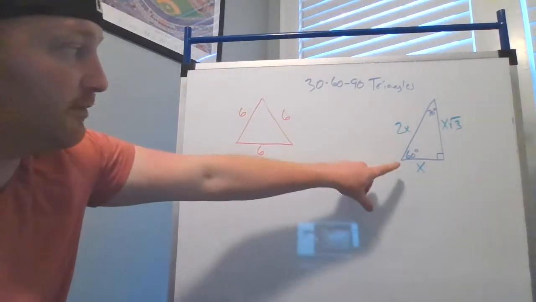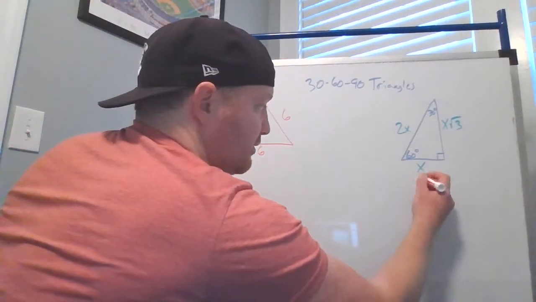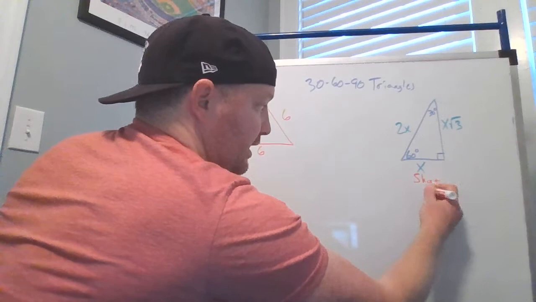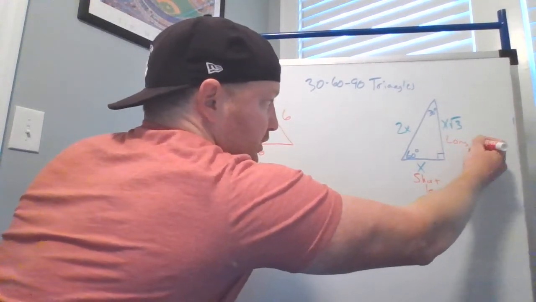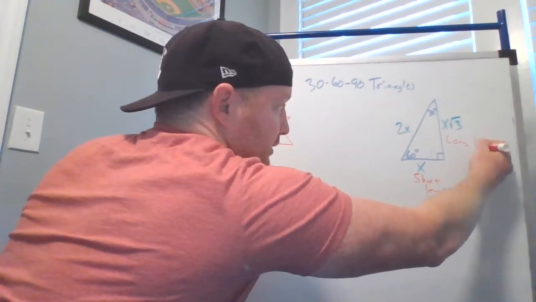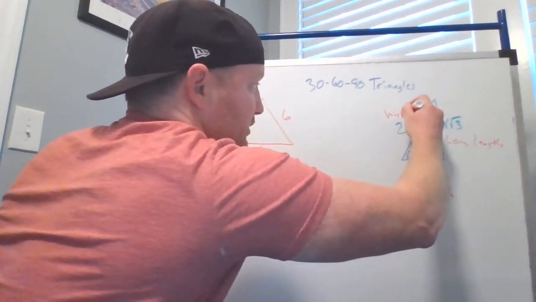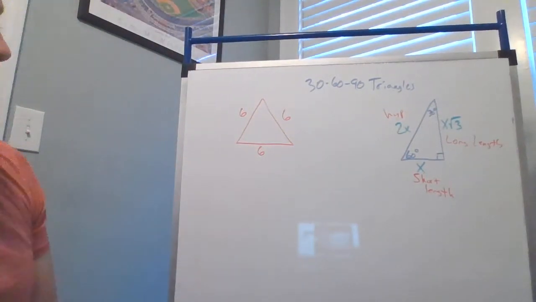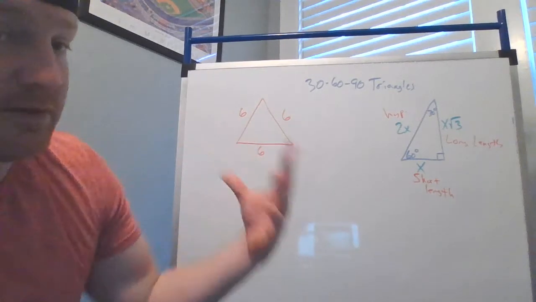Now here's your cheat sheet. This is considered my short length, okay? This is your short length, whereas this is my long length, and this is your hypotenuse, all right? Your hypotenuse is always going to be 2x.